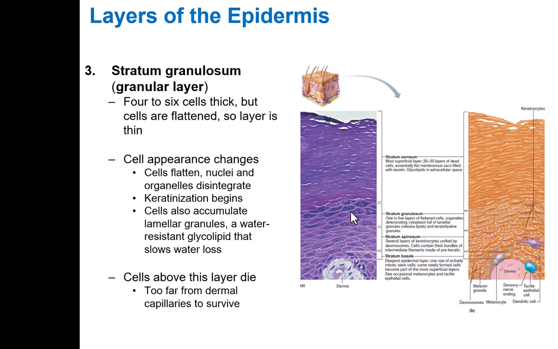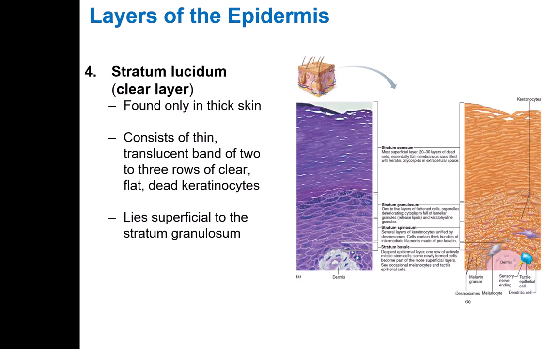The next layer is the stratum granulosum, 5 to 6 layers thick. The cells are becoming more flattened. That layer is thin. This is the last living layer of cells. So they're still living, but they're not actively mitotic like they would be in the stratum basale. So then when we get above that, cells are dead. And so we have this last, oh, actually not last yet.